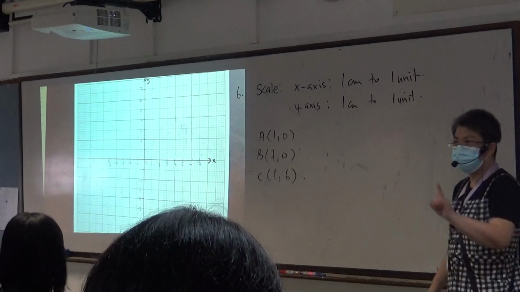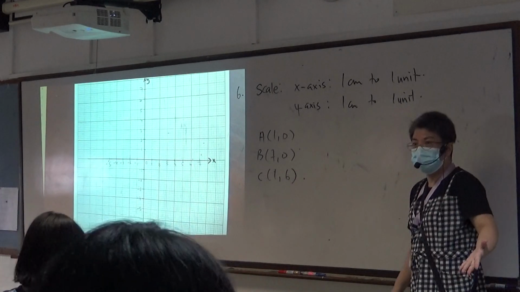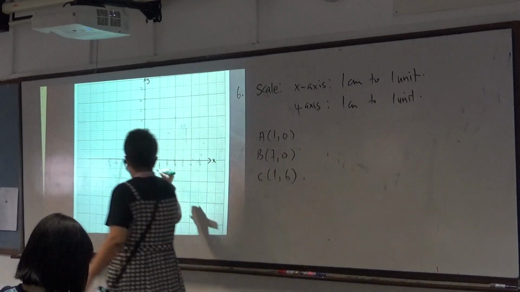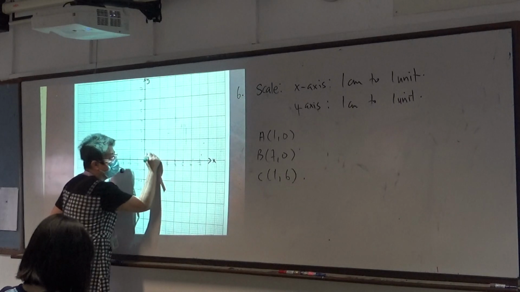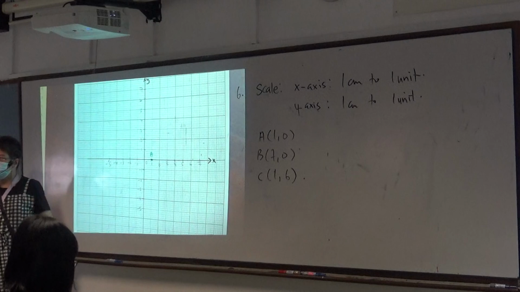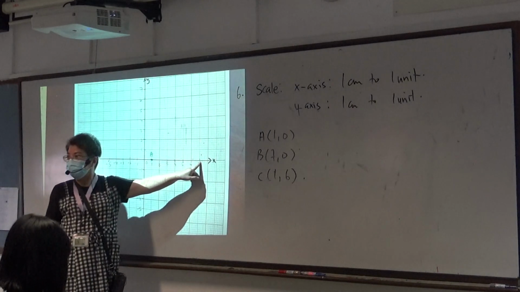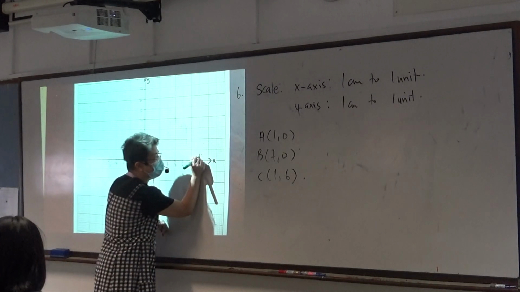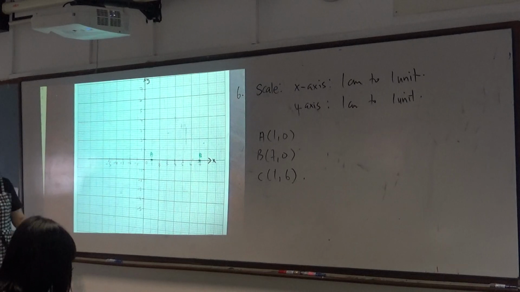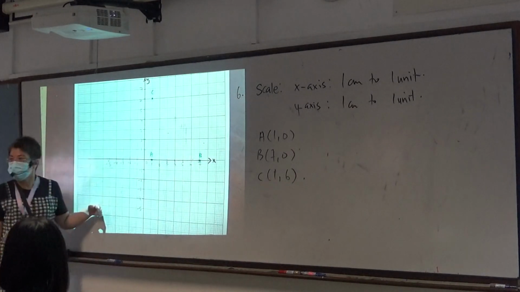Okay, all of you look up. I don't want people to draw. You only need 1 minute. Listen to me, you know how to do it. Okay? A is what? 1, 0. Do you agree 1, 0 is here? This is my B. Where is 7, 0? Here, right? So this is my B, right? Where is C? 1, 6. 1, 6 over here. This is my C, right?